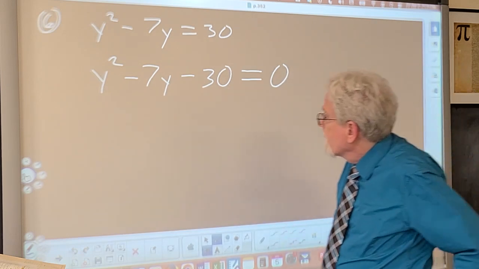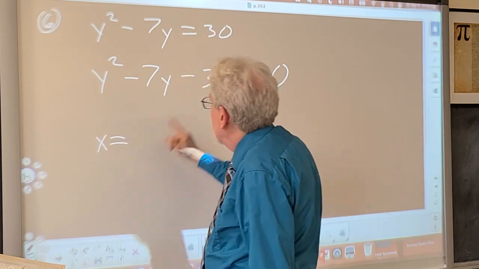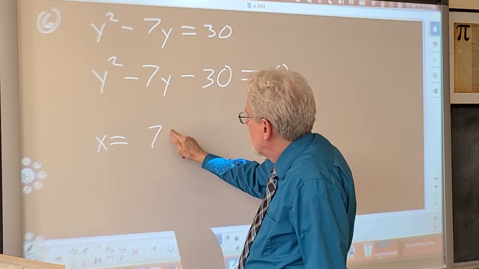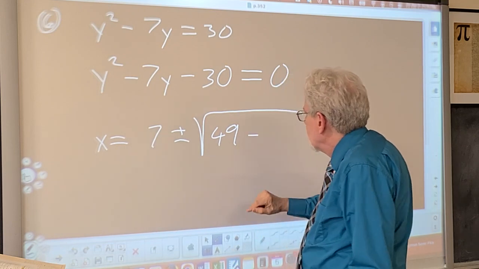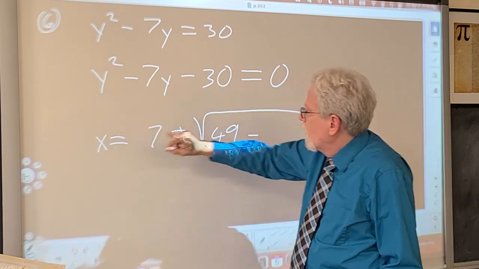So, moving on, we have y is inverse b, that'll be a positive 7, plus or minus the square root of 7 squared, 49, minus 4 times a times c.